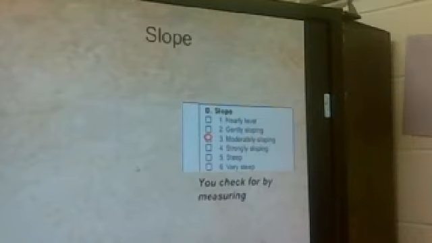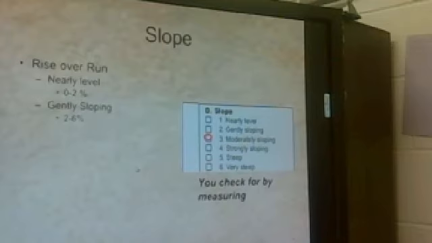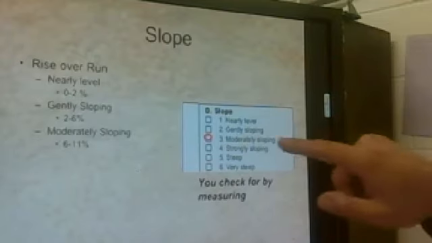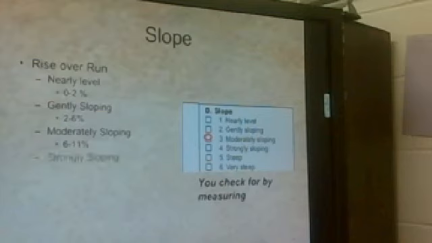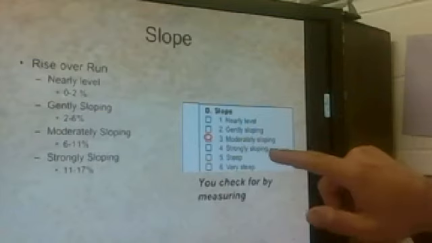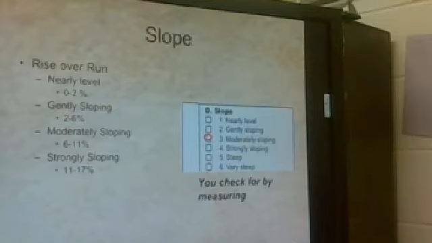Here's slope. Slope is new. We went outside, but we didn't. It's not new, I guess. We kind of covered it, but we went slow over it, or we went fast over it. Rise over run. To be nearly level, it's 0 to 2%. To be in the gently sloping category, it is 2 to 6%. To be in the moderately sloping category, it's 6 to 11. To be in the strongly sloping category, it's 11 to 17.